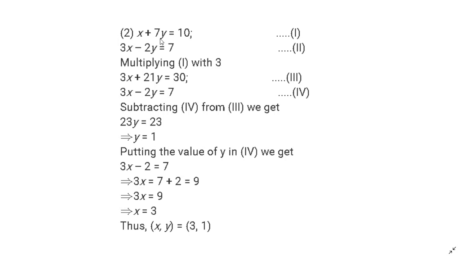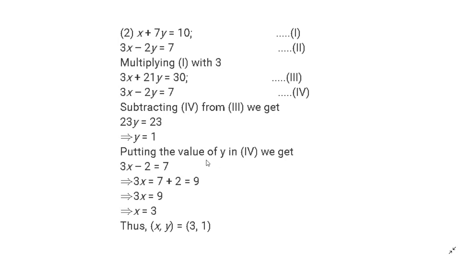3x plus 3 into 7, 21y is equal to 10 into 3, 30. This will be our third equation, and our second equation will be written as it is, and then we will subtract them. After subtracting, 3x minus 3x should be 0. 21y minus minus 2y will get added, then it will be 23y, and 30 minus 7 is 23. 23y is equal to 23, the 23 gets cancelled, y is equal to 1.